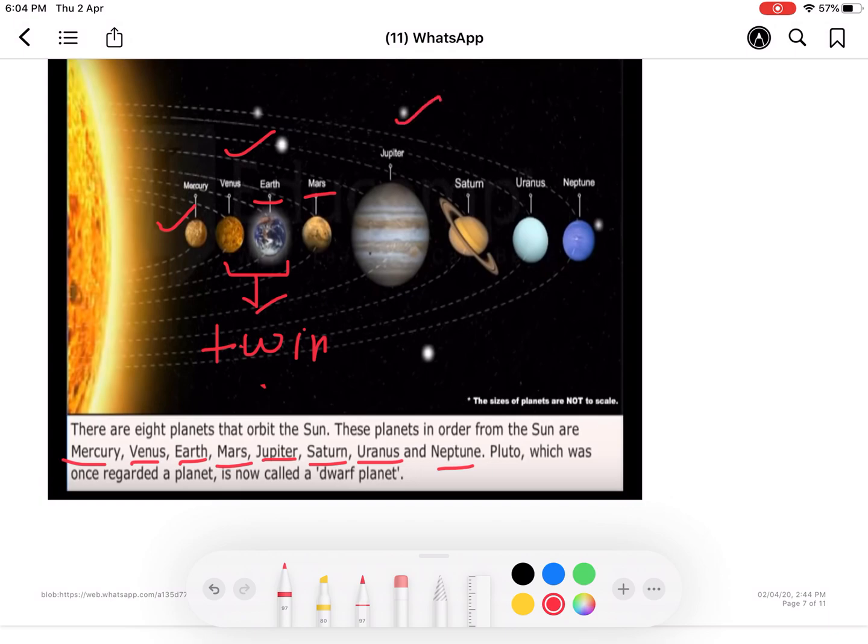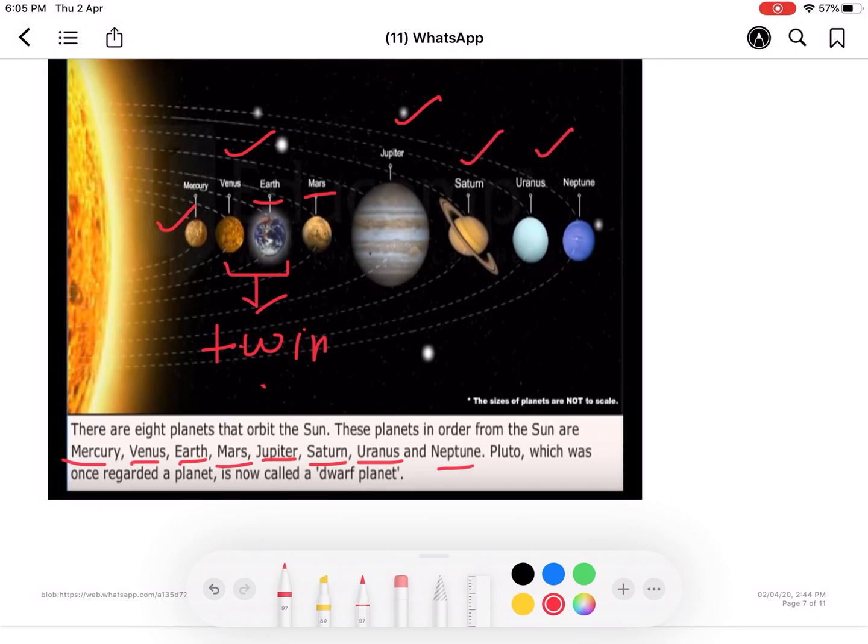The next one is Jupiter. Jupiter is the largest planet of the solar system. Then Saturn. Saturn is the planet, and around Saturn you can see some rings around the planet, and these are visible from the earth's surface. These are white in color.